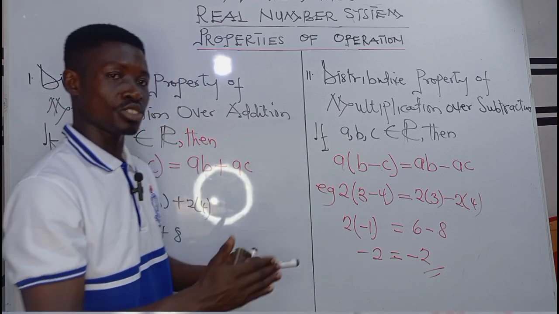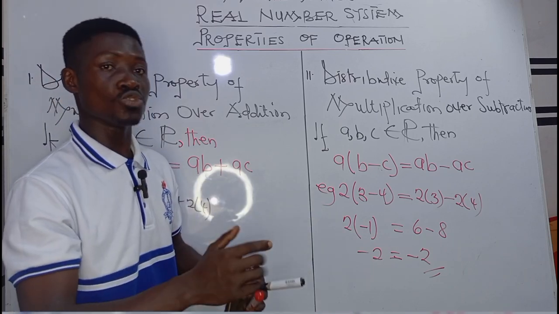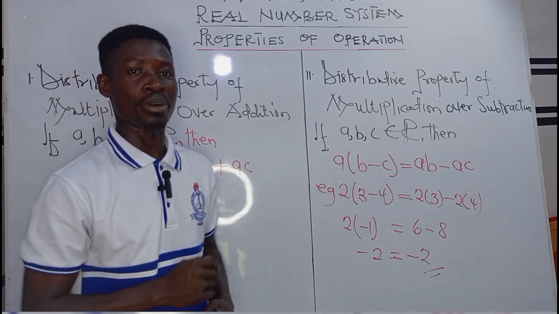So whenever we expand to remove the brackets, the kind of property that will warrant us to do that is called the distributive property. Don't forget about it.